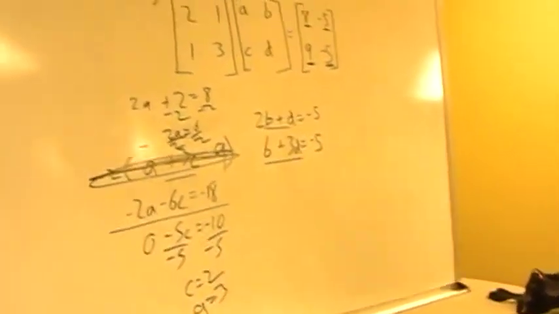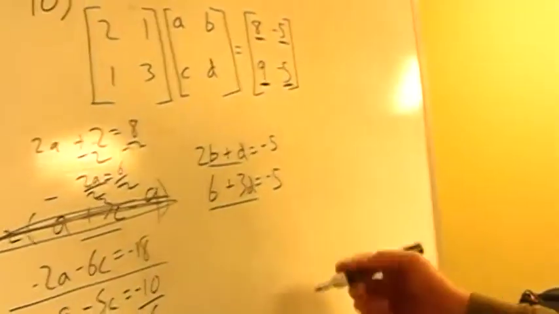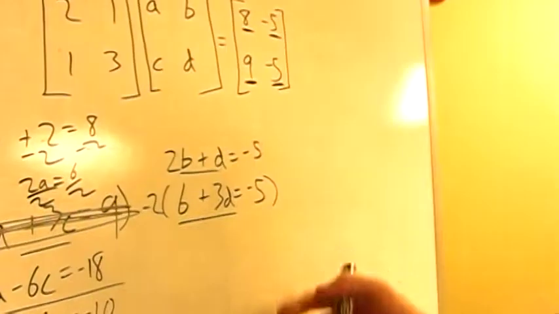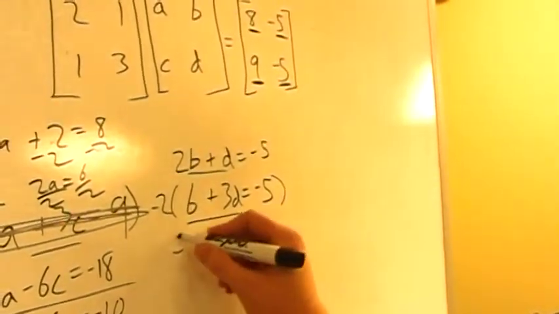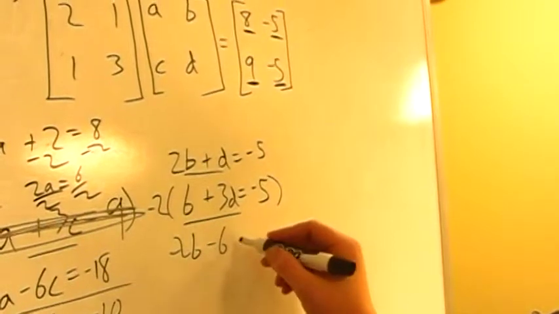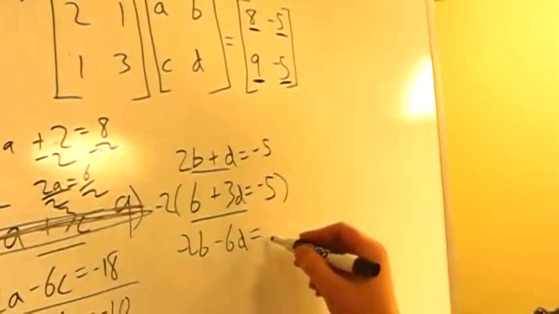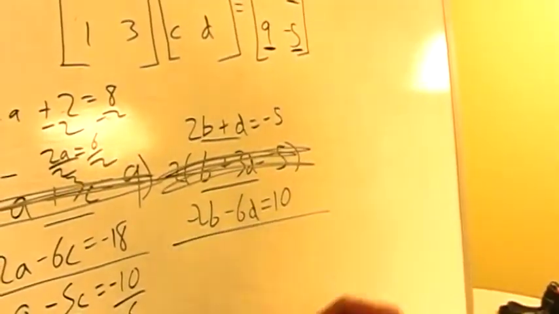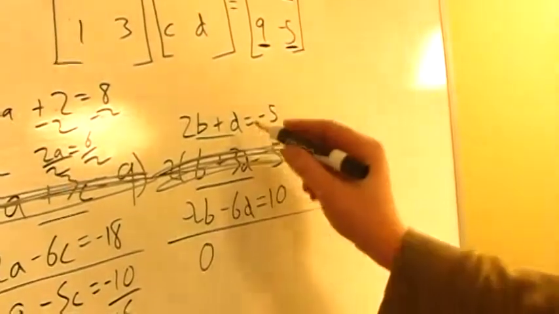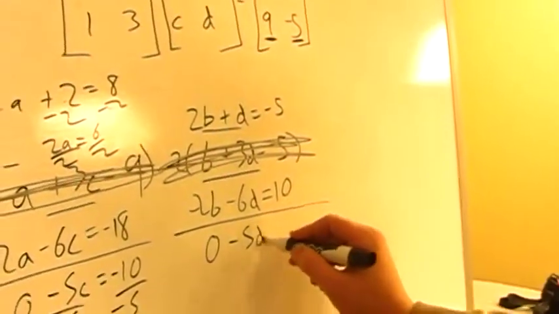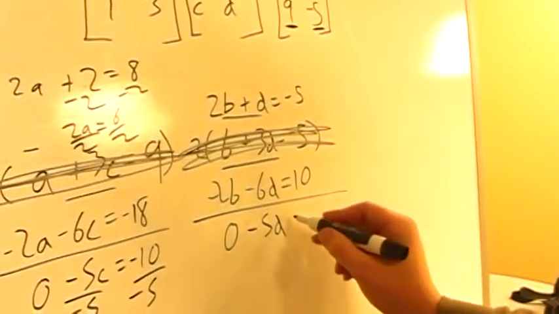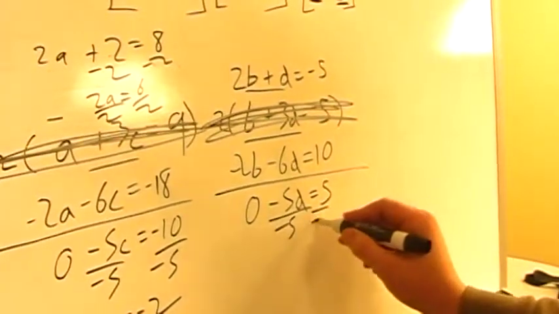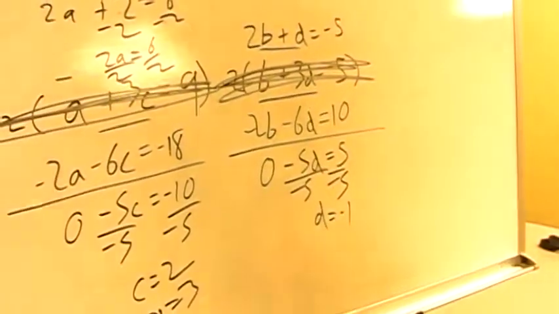Now we're going to move on to the next two variables. I'm going to do the same exact thing. I'm going to multiply this by -2 because, again, these are essentially the same, so I can work them out identically. It's going to give me -2B minus 6D equals a positive 10, because it's a negative times a negative. We add them together, and these cancel, giving a 0. We get a -5 here again, and then we get a 5. Divide by that -5, and D is going to give us a -1.